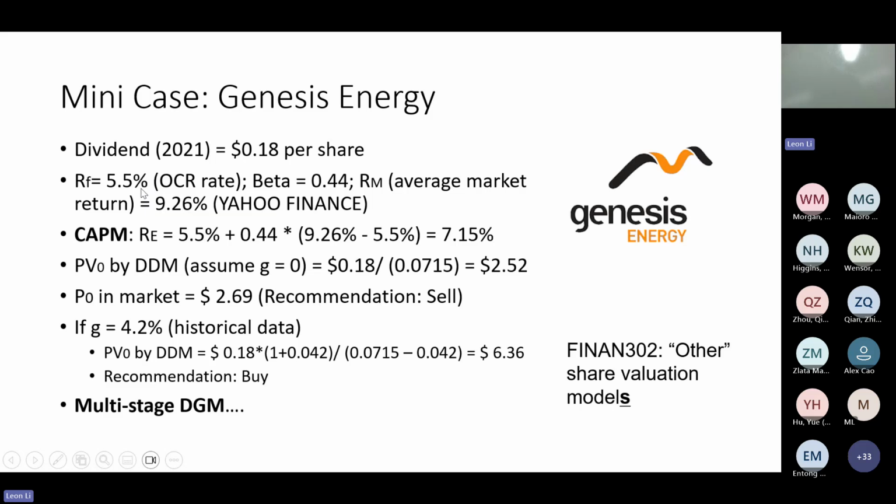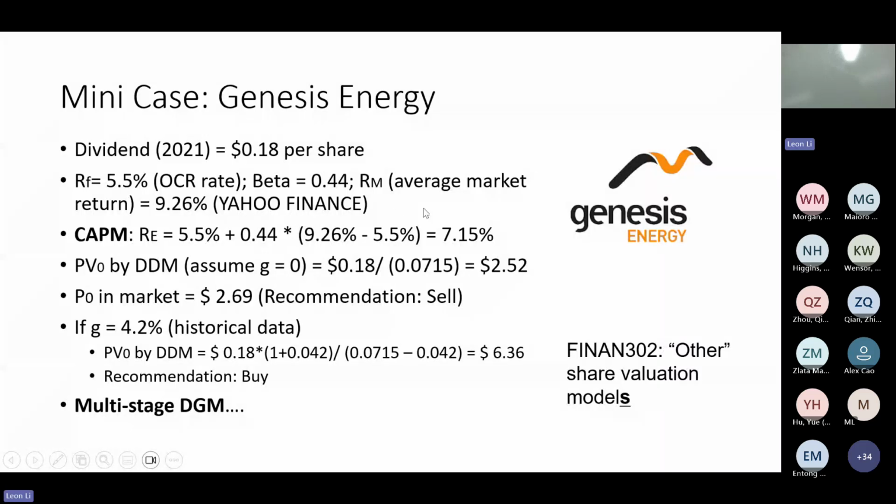Four years ago, our risk-free rate was very high, 5.5%. But now I think it's down to 3.5. Okay, this is our OCR rate. So assume 2021 is today. So risk-free rate plus beta. Again, you can find the beta from Yahoo Finance. I showed you the Yahoo Finance screenshot before. So the beta of Genesis Energy is here.